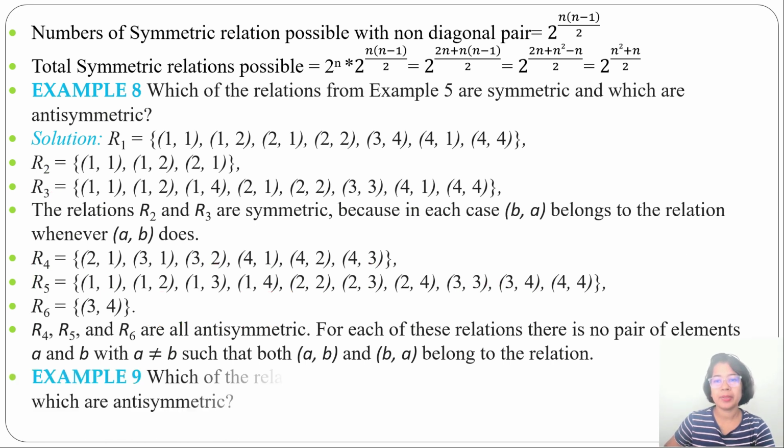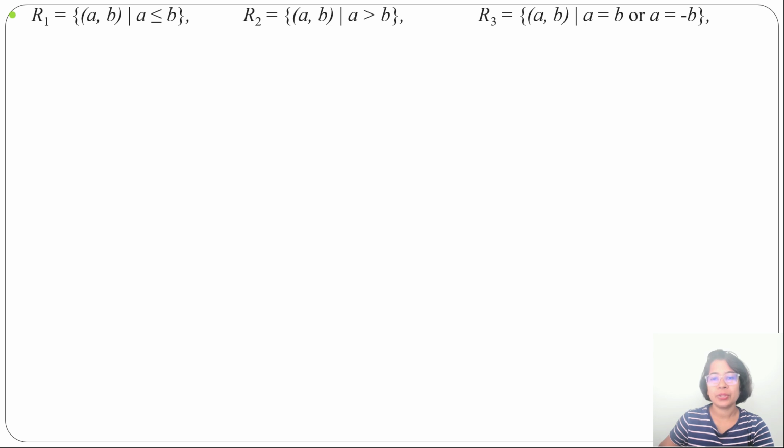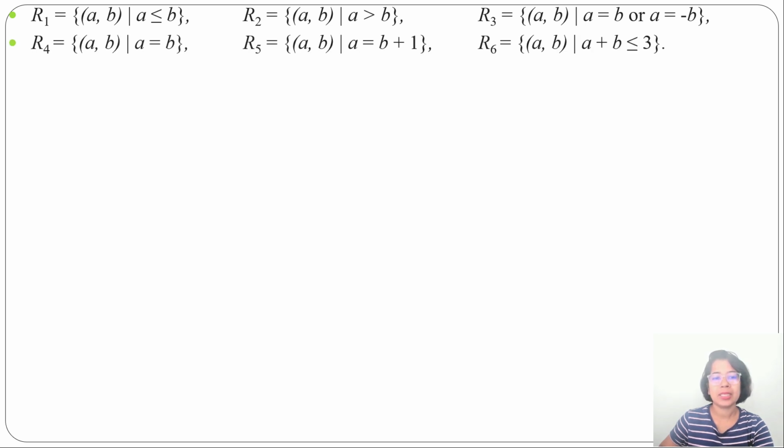Now next example, example 9. Which of the relations from example 6 are symmetric and which are antisymmetric? I already discussed example 6 for reflexive relation. Now I will check which one is symmetric and which one is antisymmetric. These are the relations. We have 6 relations.